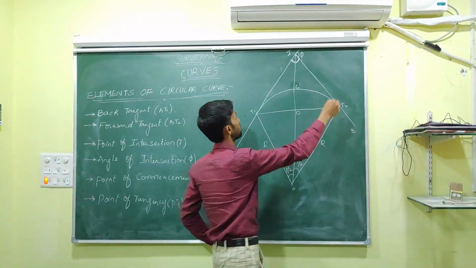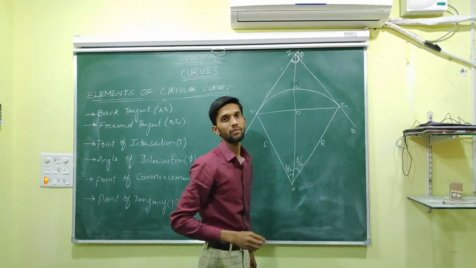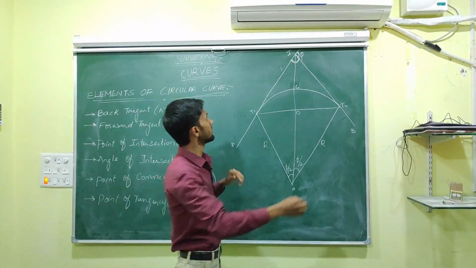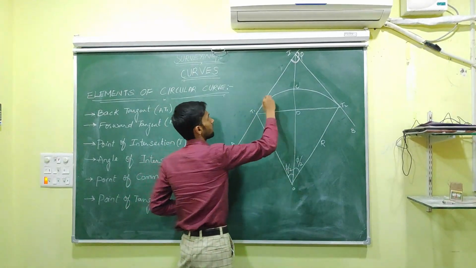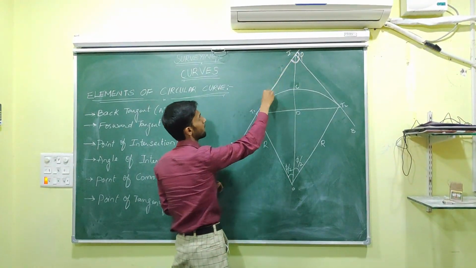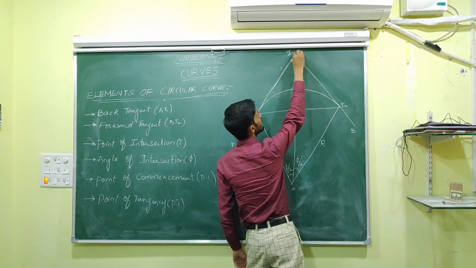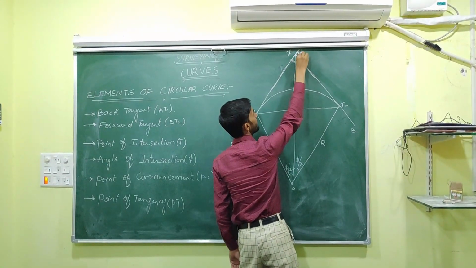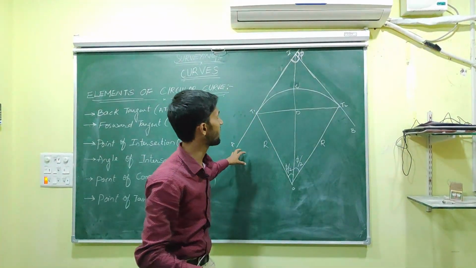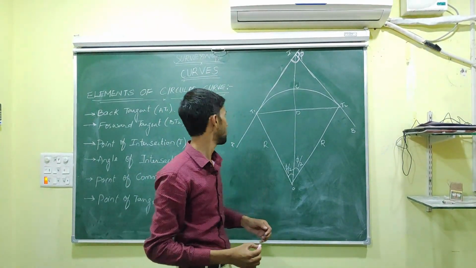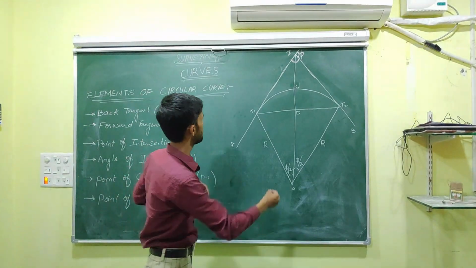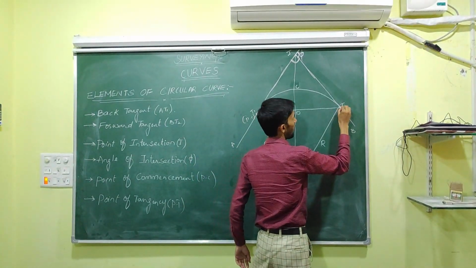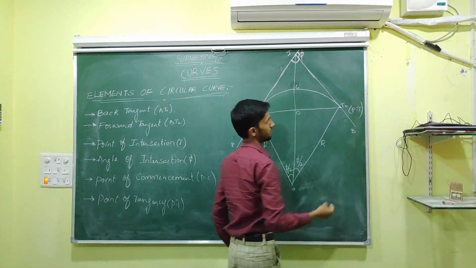This is called the angle of intersection, and this phi angle is called the deflection angle. Okay, what is the deflection angle? See, this is AT1 going in this direction, but BT2 is deflected by some angle. This tangent is deflected by some angle to the previous tangent. That angle is called deflection angle. Then point of commencement. This is the point of commencement where the curve starts, and this is the point of tangency where the curve ends.